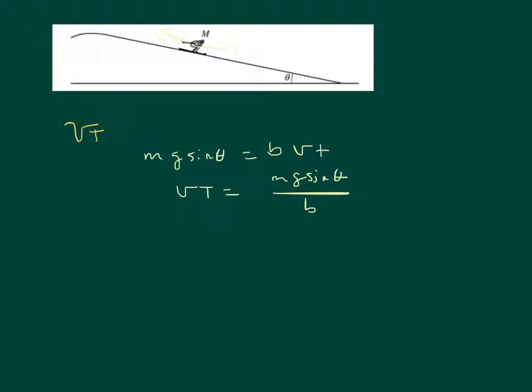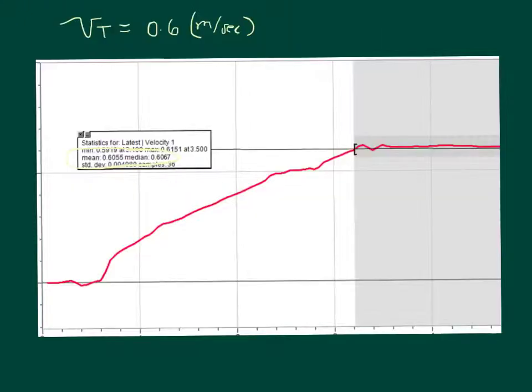So in our experiment, we find the angle theta and the mass of the cart, and g is given by 9.8. We used a motion detector to find the terminal velocity, as you can see in the next slide. As you can see in this graph, the average value for the terminal velocity is 0.6 meters per second, as shown in the graph.